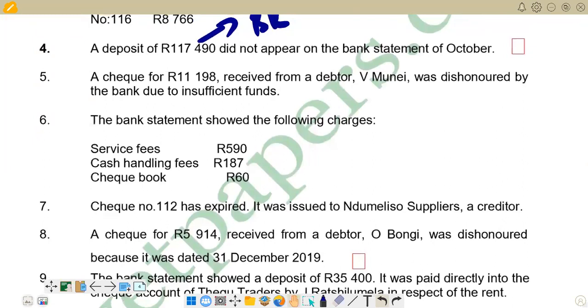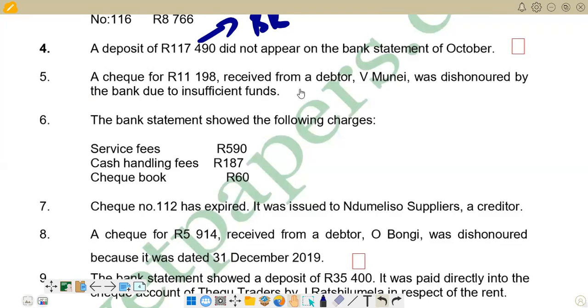So item 5 reads: a check of 11,198 received from a debtor, B. Munei, was dishonored by the bank due to insufficient funds. And then this one is dishonored. It means we are supposed to adjust it in the journals, but we cannot adjust it in the bank, because it's not going to affect anything. In the bank account it was not recorded, it was dishonored and rejected, so it wasn't entered there. So it's not going to affect the bank account in terms of the bank reconciliation.